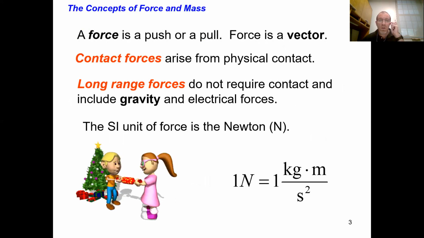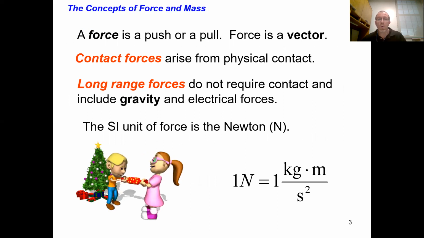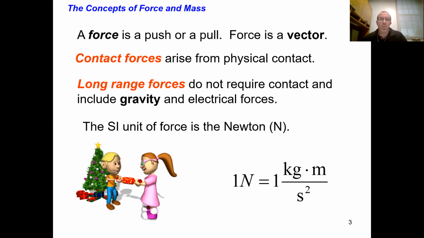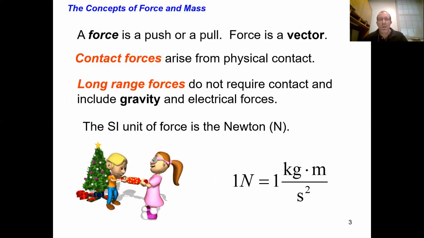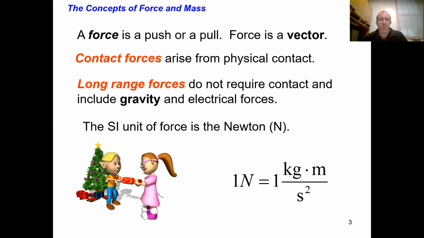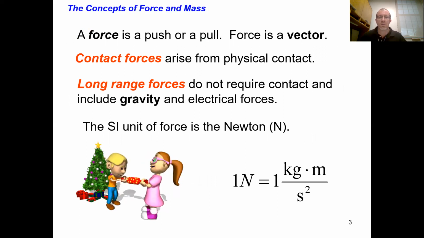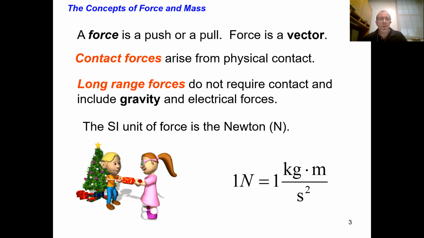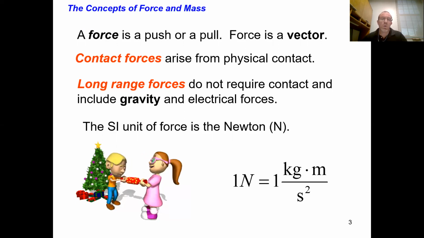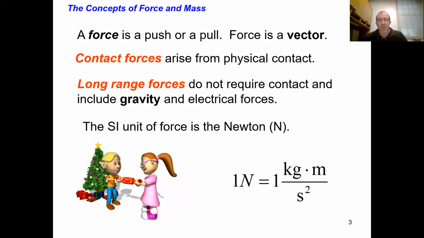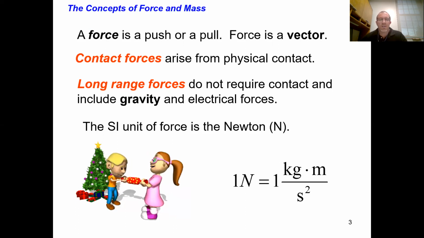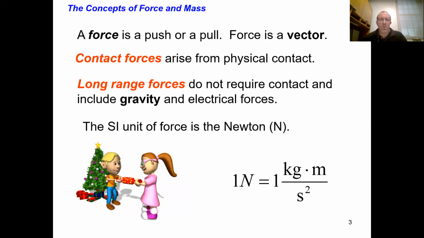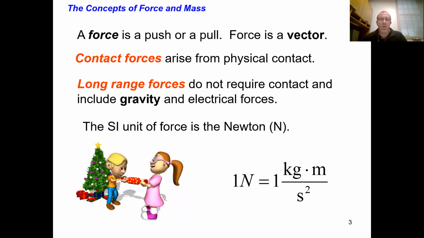All right. So what's a force? Well, a force is just a push or a pull, and force has direction to it. If I push on you, you're going to feel the force being directed towards you and away from me. Force is a vector because force has direction. There are two general types of forces. There's contact forces, which are due to physical contact, which I guess makes sense. And then there's long-range forces. And long-range forces are things like gravity and electrical forces.